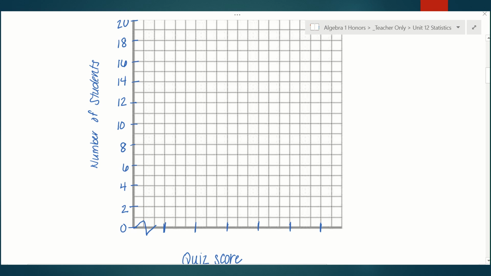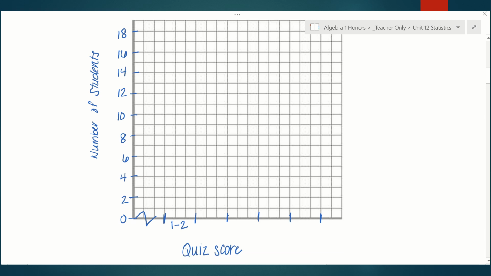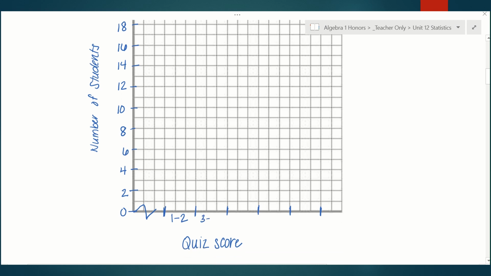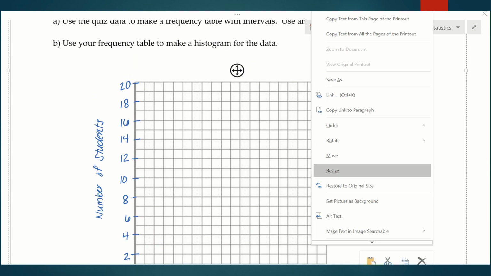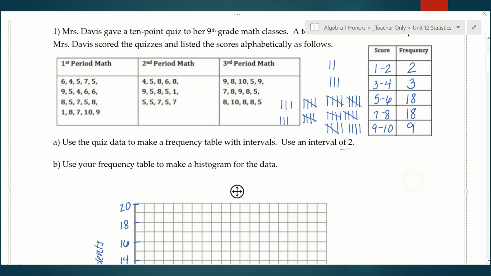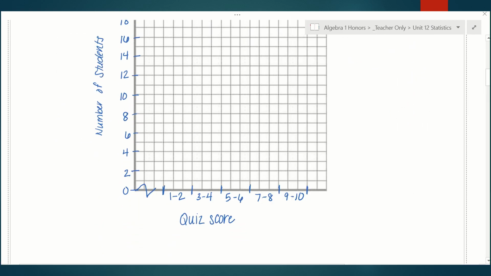And then I'm going to label my first bar: people that scored between 1 and 2. Second bar is people that scored between 3 and 4. And then 5 and 6, 7 and 8, 9 and 10. Okay, so from here, we're just going to plot our bars. So how many people scored between a 1 and a 2? We have 2. So our first bar should go all the way up to 2.